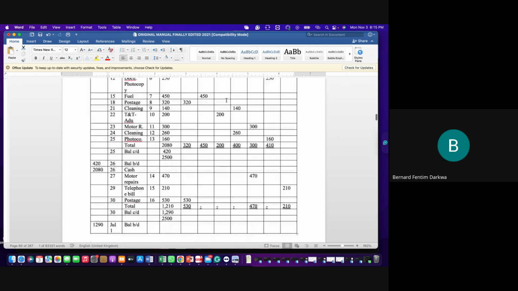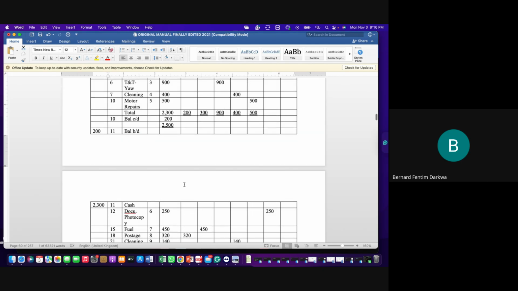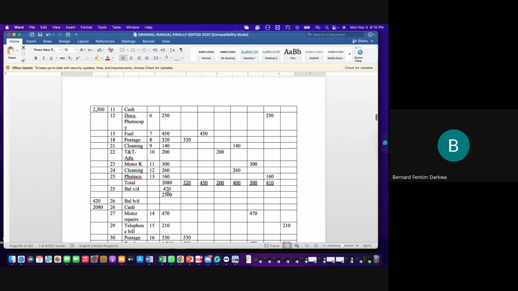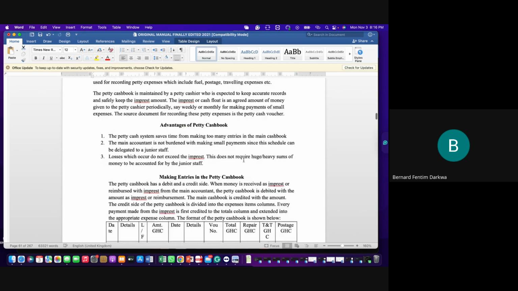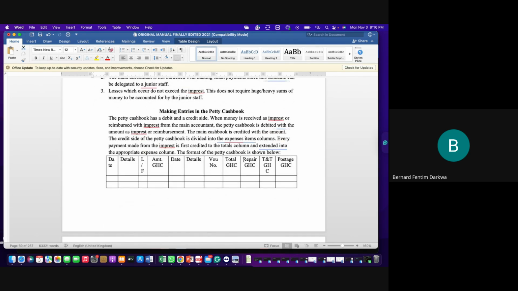So automatically, you balance it here, extract the balance B/D, put the 420 here, and come here and say that 420 is in your hands on the 26th. The accountant will give you how much you have spent up to this point. You have spent 2,080. The 2,080 is added to the 420, and you come back to 2,500. So from here, you can now start recording the next transactions, 470, 210, in that order. So you finish everything. That is how the petty cash book is prepared.